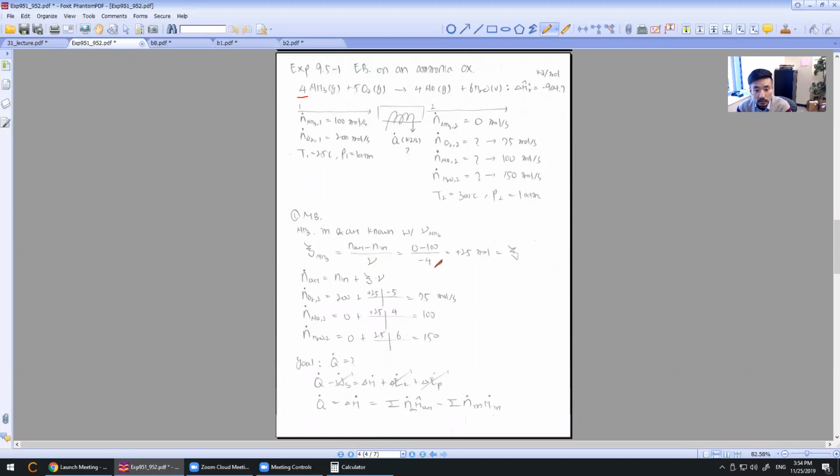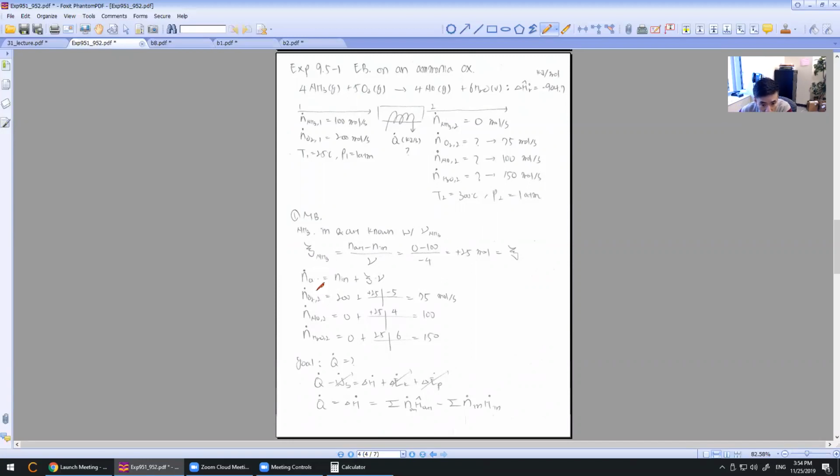-4 because this is reactant, right? So if you plug in the number, we find out the extent of reaction, xi dot, is 25 mol/s. Once you find out the xi, since this xi is the same for ammonia, oxygen, nitrogen oxide, and water, we can use this reaction to find all of these three to complete the material balance.